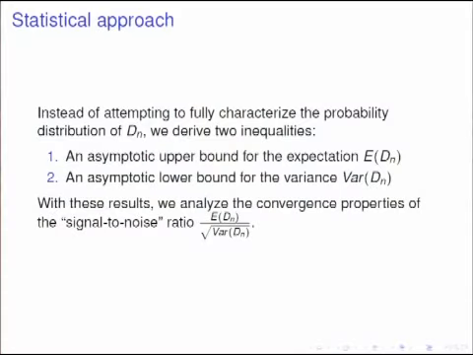And it's pretty difficult, obviously, to try to understand the exact probability distribution of our random variable. So instead, we focused on deriving two inequalities. We analyzed the expectation of this random variable, and then we analyzed its variance. What we were looking for was an asymptotic upper bound for the expectation and an asymptotic lower bound for the variance. By doing that, we can look at the signal-to-noise ratio, the ratio of the expectation to the standard deviation, and see how this thing behaves.